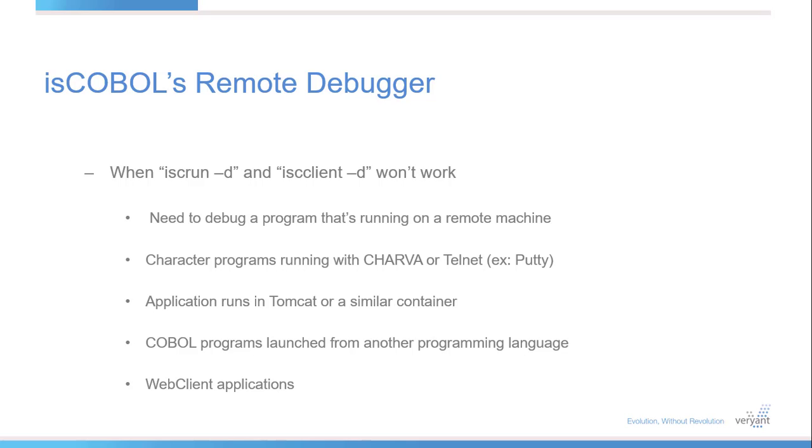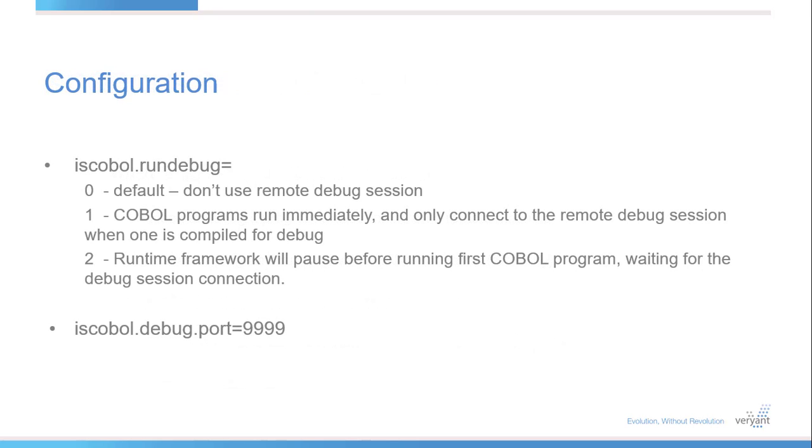Now, if your application is running in a servlet container like Tomcat, or called from another programming language like Java or C++, you'll also need the remote debugger. And you'll use it if you're debugging an application running in COBOL's WebClient, although you should only need to do this if you can't solve the problem when running it from Thin Client first. There are two steps to using the remote debugger.